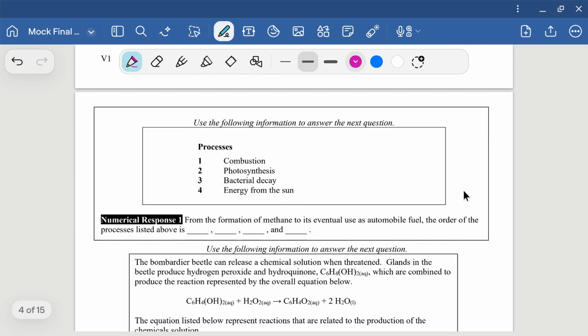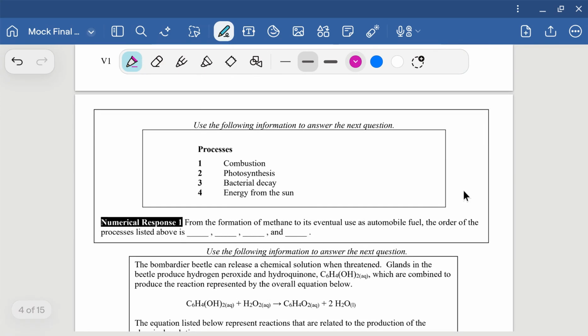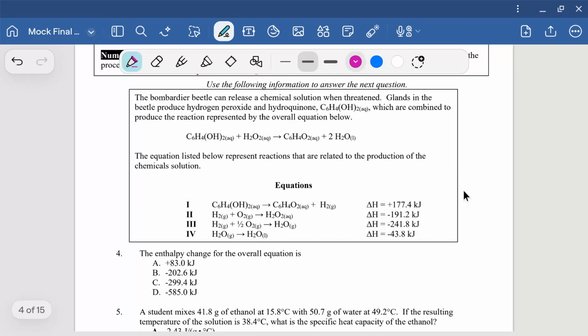Looking at this first numerical response, usually on the diplomas you will see some sort of question that references the sequence of how we get energy from the sun all the way to using it for combustion reactions. So we just want to know that we first start with that energy from the sun. All of our energy comes from the sun, then we capture that energy with photosynthesis. After plants and animals eventually die, they will decay, making hydrocarbons. We can get those and start using them for combustion reactions.